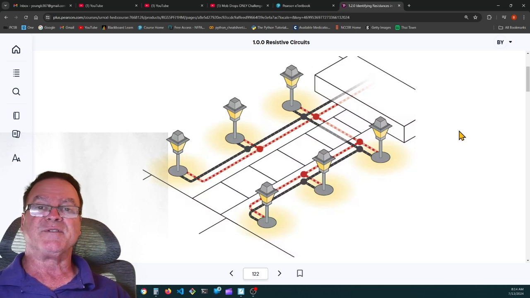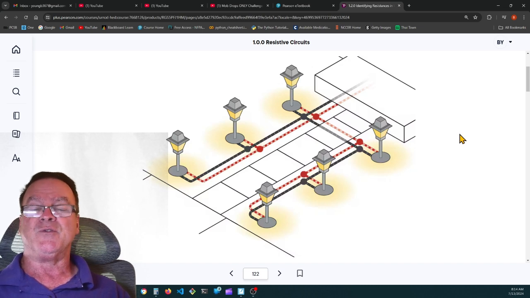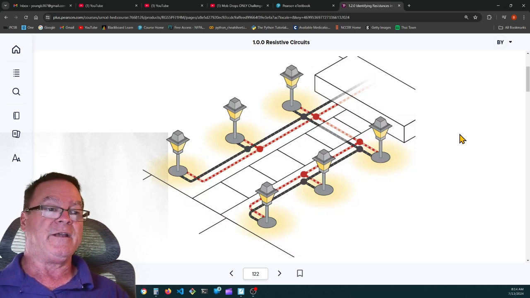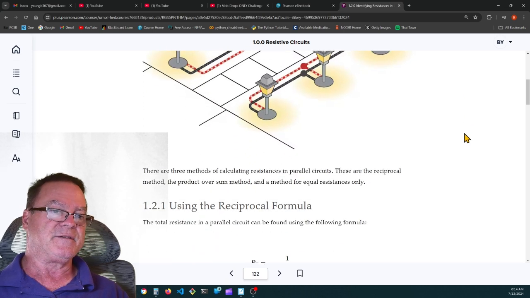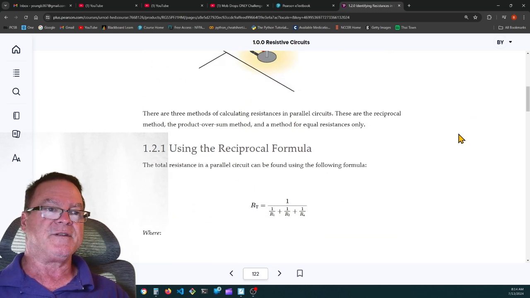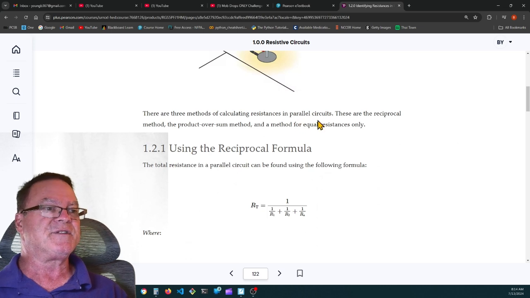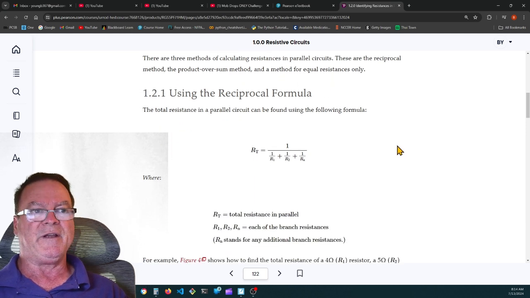If you have receptacles in a house and they're all on the same circuit, all of those receptacles will be wired in parallel to assure that every receptacle has 120 volts. In parallel, the voltages are all the same. Same with lighting. It says there are three methods of calculating resistance in a parallel circuit. These are the reciprocal method, the product over sum method, and the method for equal resistances only.